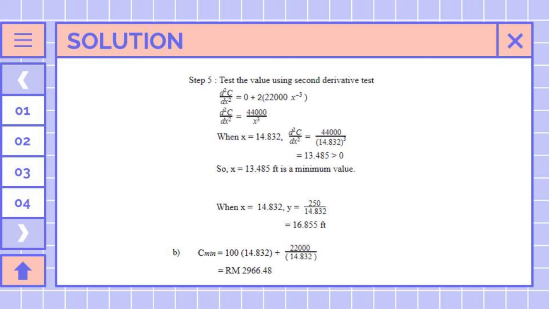If we use the following equation, which is 250 divided by 14.832. So using the formula, 100 multiplied by 14.832 plus 22,000 divided by 14.832, we can compute the total cost of the garden. And the answer is that the garden's minimum cost is RM2,966 ringgit and 48 cents.